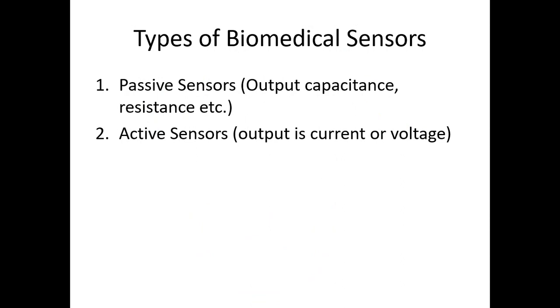Now, types of biomedical sensors. Sensors are mostly classified into passive sensors and active sensors, depending upon the output, whether it is in an active form or passive form. If it is a passive form, the output will be in the form of capacitance, resistance, inductance, etc. Whereas in the case of active sensors, the output is either in the form of current or voltage.